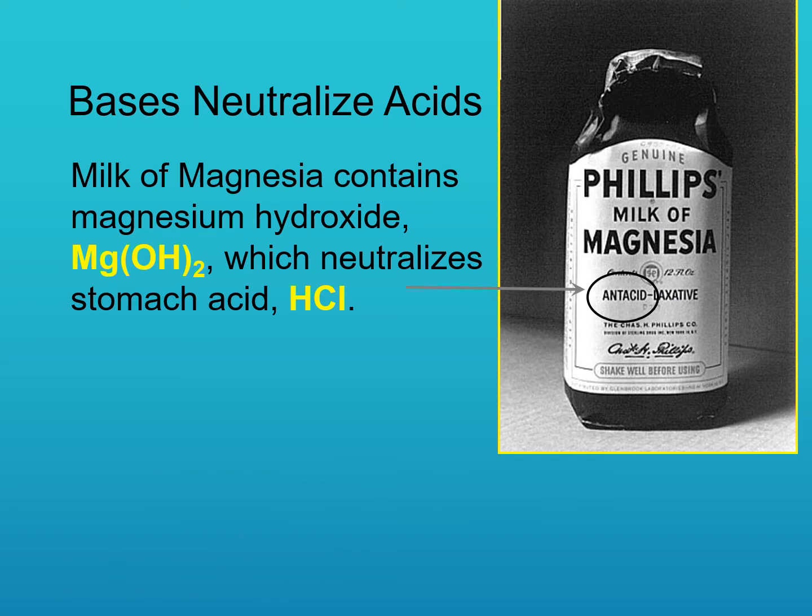Bases neutralize acids. Milk of magnesia contains magnesium hydroxide, which neutralizes stomach acid, which is HCl. So the reason you take this is because we have HCl in our stomachs. If we drink this and it gets in our stomachs, it'll kind of calm the acid down so there won't be so much of it, and it helps you not have an upset stomach.